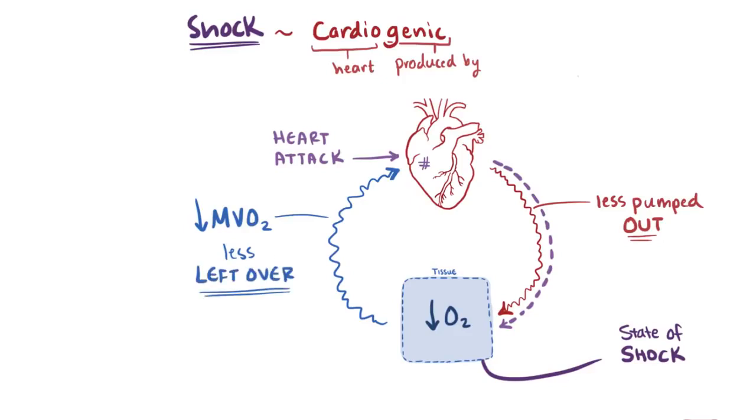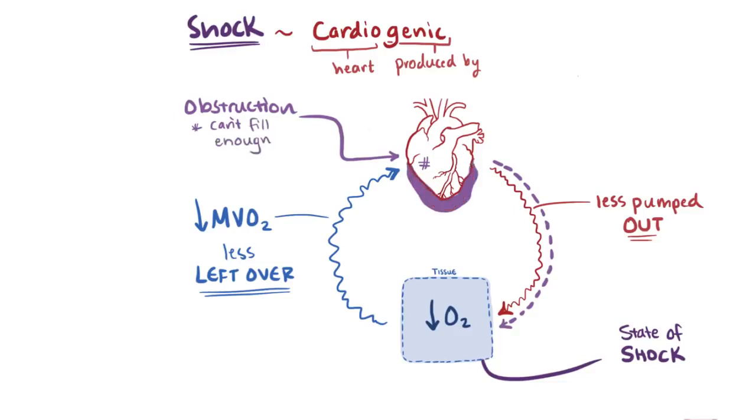Sometimes there might be an obstruction that doesn't allow the heart to fill properly with blood. For example, we might have the pericardial sac fill up with fluid from an infection, or blood from a traumatic accident like getting stabbed in the chest.